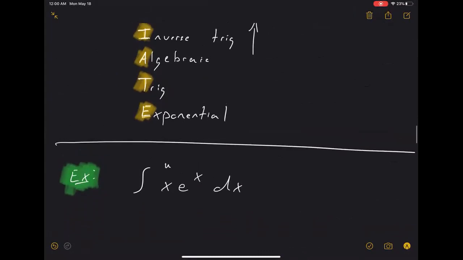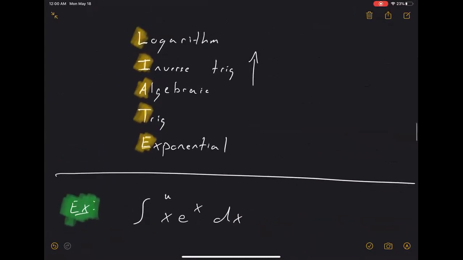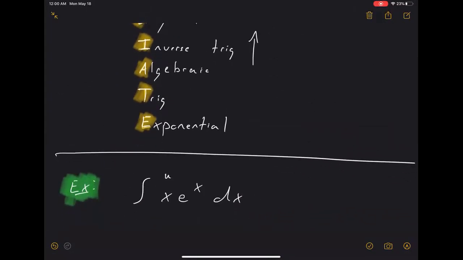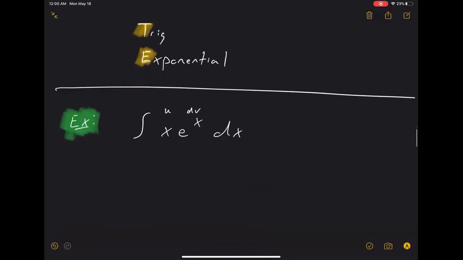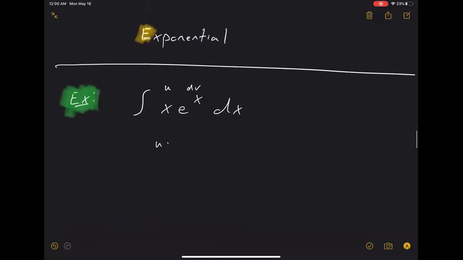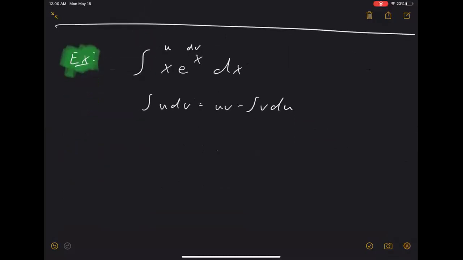So let's see, what should be my u, what should be my dv? Well, a comes before e in this little guideline, so my x should be my u, and then my e to the x should be my dv. Okay, and remember we're using this formula. So this is my integral of u dv.